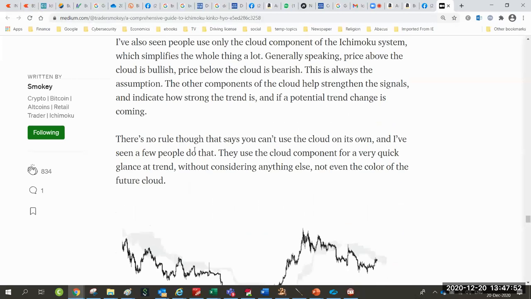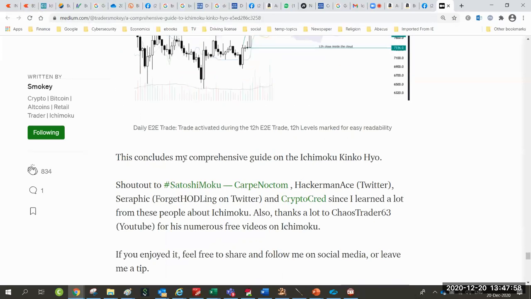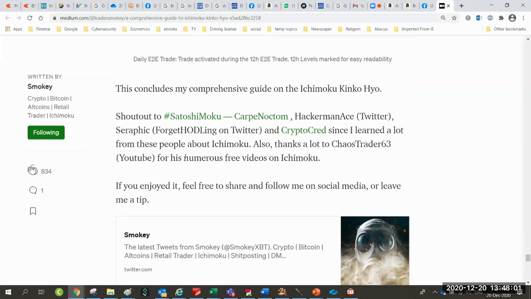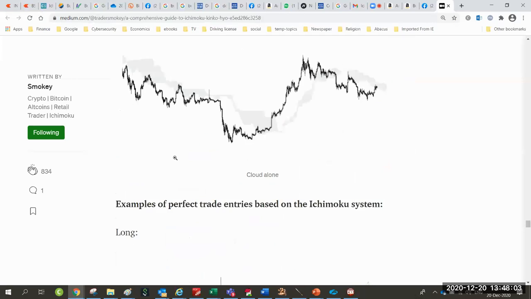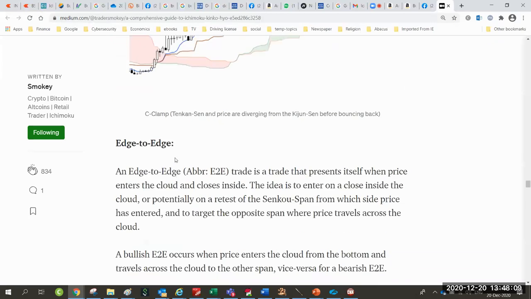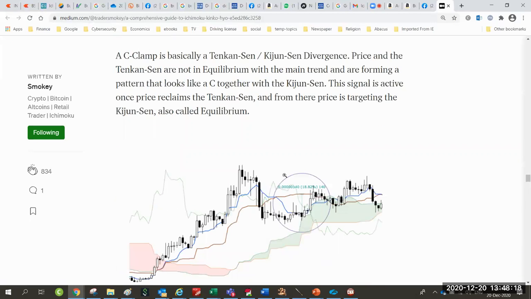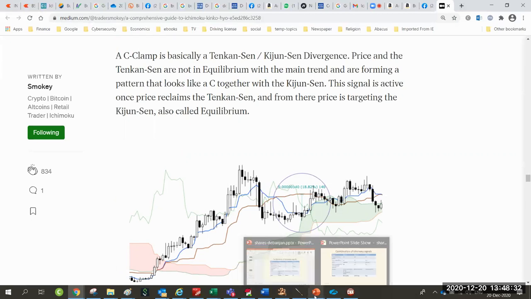Kumo breakout. There is another concept, the C clamp. It is a new concept, quite advanced, I would say. So after this initial training, you can go to this one: the Kumo breakout, H to H, and the C clamp concept. In fact, I further investigated the C clamp. C clamp is basically the combination where the price has cut the T line but has not yet cut the K line.